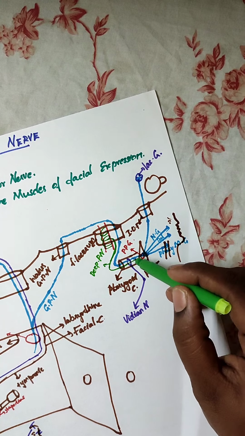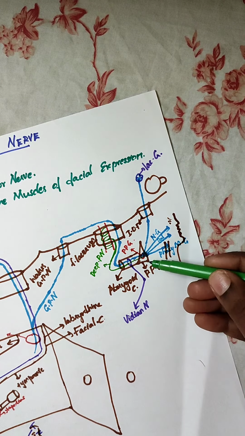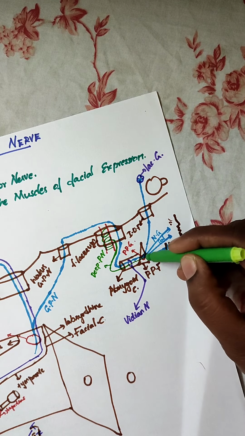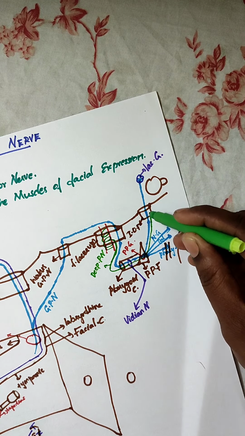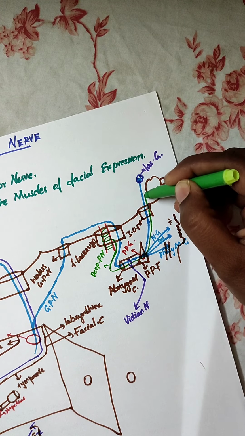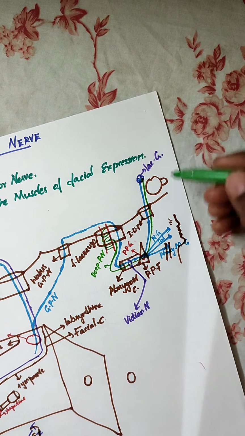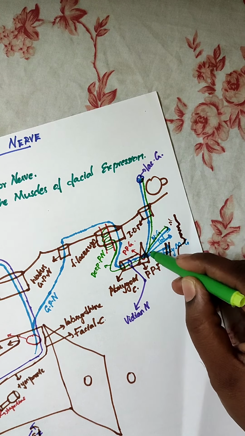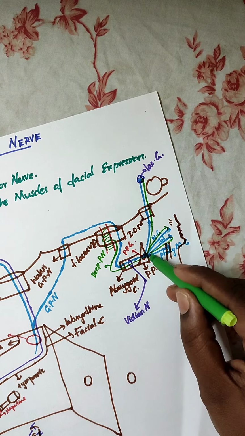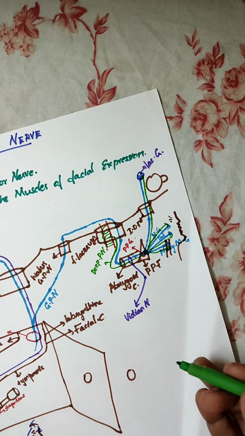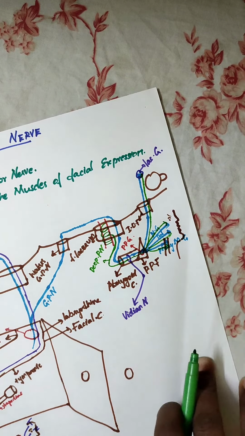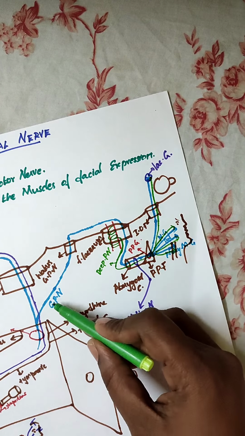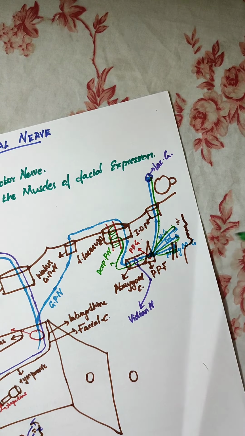The deep petrosal nerve enters into the pterygopalatine fossa and does not rely on the pterygopalatine ganglion, and then it enters into the orbit through the inferior orbital fissure and innervates the lacrimal gland, and also it innervates the nasal gland, palatine gland and pharyngeal mucous gland. So that's about the parasympathetic nerve fibers from the lacrimal nucleus.